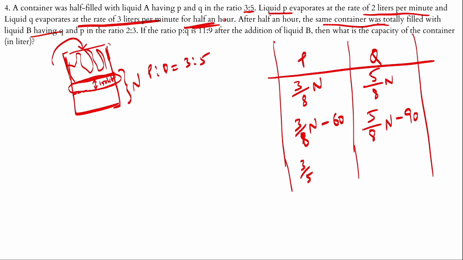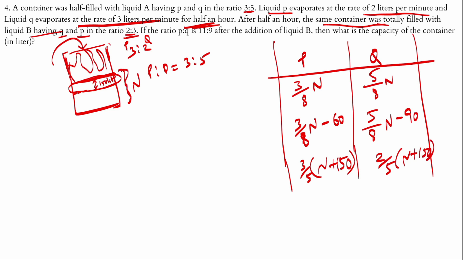3/5. What is the ratio here? In 2:3, right? 2:3. Please be very careful. Q is to P is in the ratio 2:3. Then P is to Q will be in the ratio 3:2. This is P and this is Q. Okay. So 3/5 of N plus 150. And what about Q? Q is 2/5 of N plus 150 are filled.